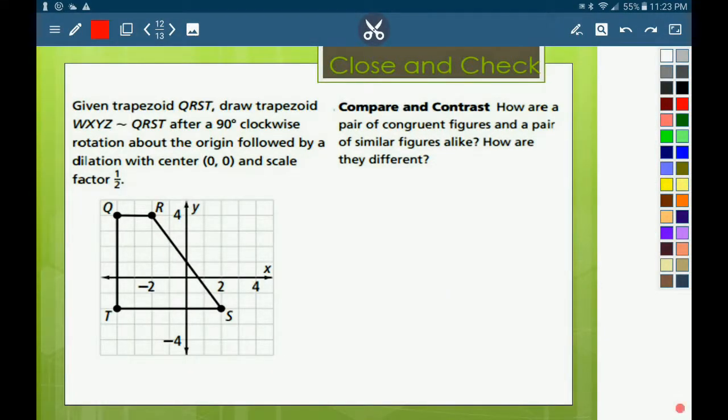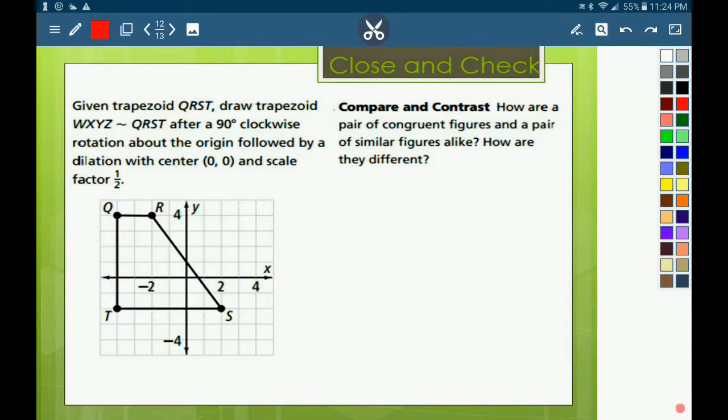Alright guys, that concludes the lesson, but I want to see what you guys retain from it or if you truly understand what's going on. So here are two close and check questions. The first one says, given trapezoid QRST, draw trapezoid WXYZ that's similar to QRST after a 90 degrees clockwise rotation about the origin, followed by a dilation with center 0, 0 and scale factor of 1/2.